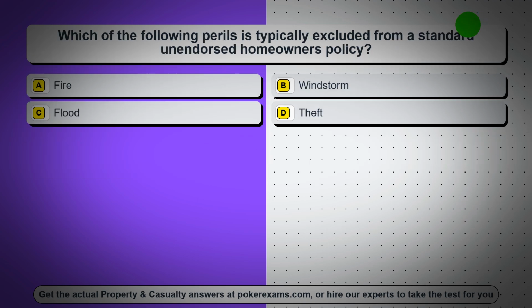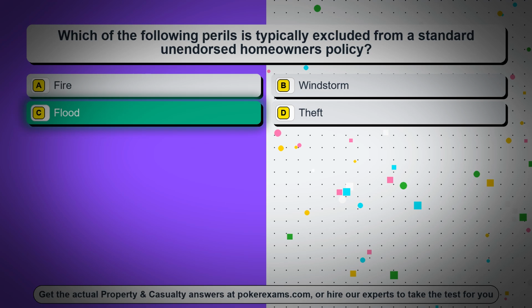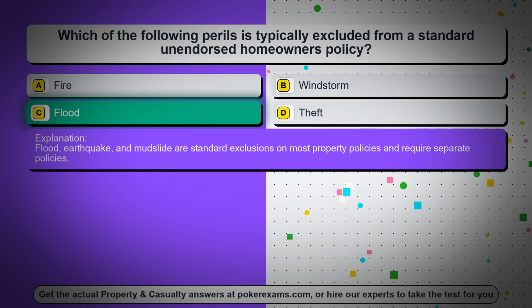Question 5. Which of the following perils is typically excluded from a standard unendorsed homeowners policy? Option A, fire. Option B, windstorm. Option C, flood. Option D, theft. The correct answer is Option C, flood. Flood, earthquake, and mudslide are standard exclusions on most property policies and require separate policies.